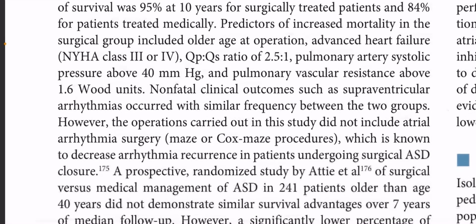Predictors of increased mortality in the surgical group included older age at operation, advanced heart failure such as NYHA class 3 or 4, Qp:Qs ratio of 2.5:1, pulmonary artery systolic pressure above 40 mmHg, and pulmonary vascular resistance above 1.6 Wood units. Non-fatal clinical outcomes such as supraventricular arrhythmias occurred with similar frequency between the two groups.